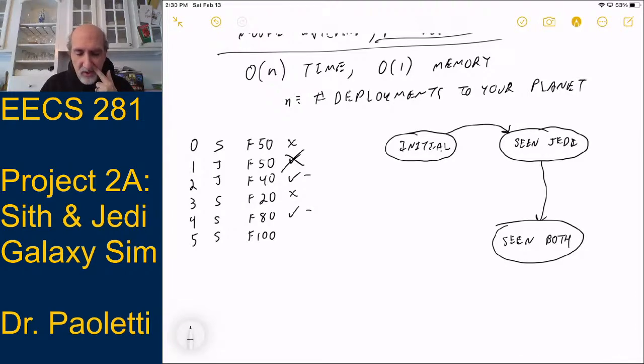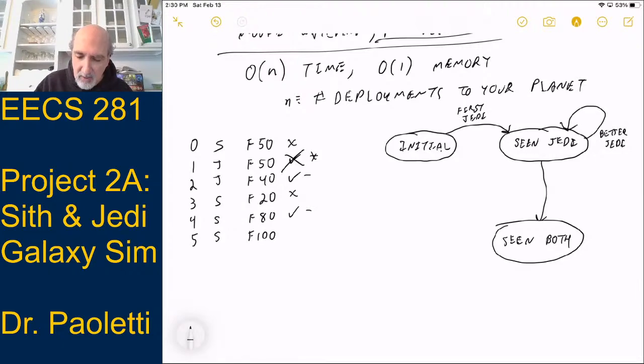Yeah, that is. Oh, wait, I forgot a state transition. You've probably been noticing that. I forgot it. When we went from Jedi to better Jedi, we stayed in the same state. We didn't change states. That transition occurred because we had a better Jedi. This transition occurred because we had our first Jedi. And this transition occurred because we got our first Sith, that would cause a fight.